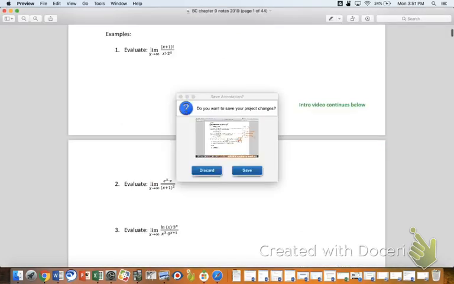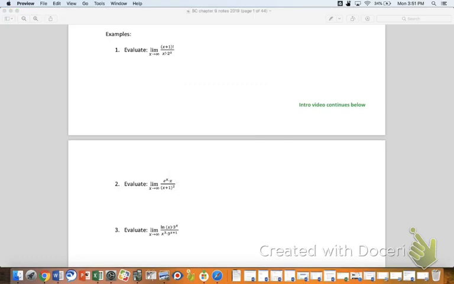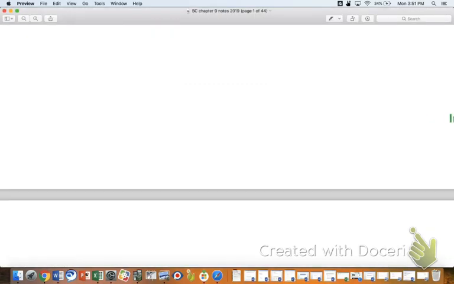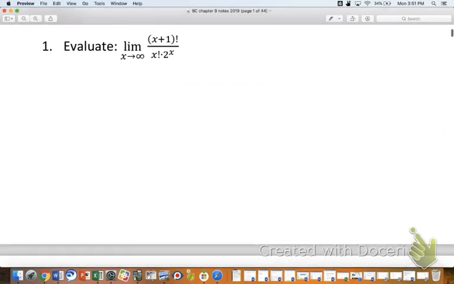So I've chosen a relatively tricky example to look at here. It says the limit as x approaches infinity of (x plus 1) factorial over x factorial times 2 to the x. At first glance, this one might look kind of interesting because you've got a factorial on the top and a factorial on the denominator, and so you might be tempted to say these will grow at the same rate.